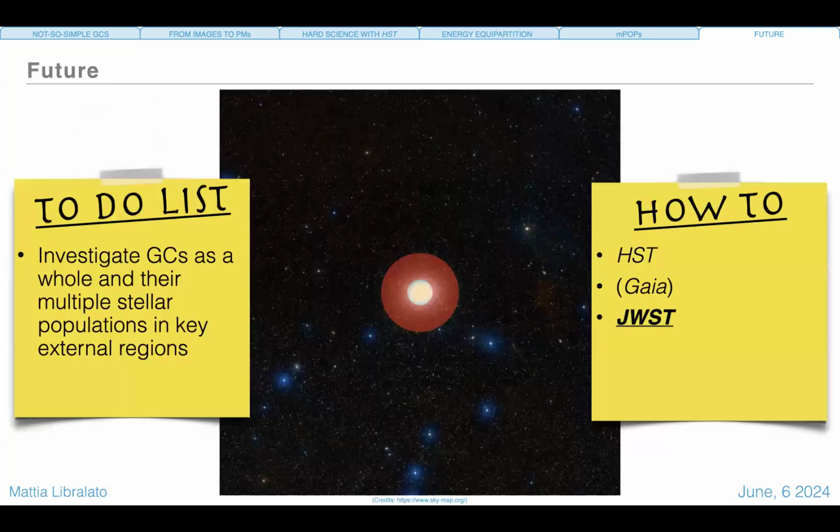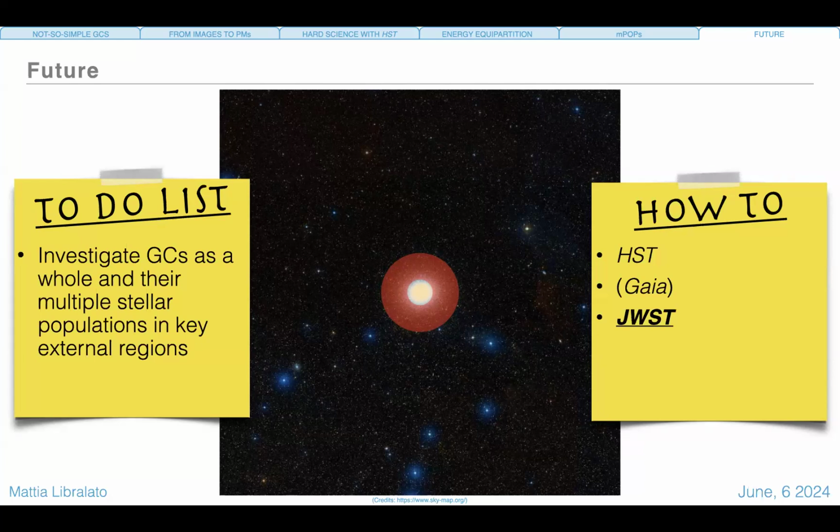If we go back to the to-do list and we focus on these regions just outside the core, at a few half-light radii from the center of the cluster, we still have to do a lot of work because we do not have a lot of data sets. We are trying to get them. And these are key regions because those are where we expect to see the peak of the rotation curve, the peak of the radial anisotropy, and so on. So the relaxation time is longer, so differences in the kinematics of the multiple populations can still be perceived. So it's a very important region to be analyzed.